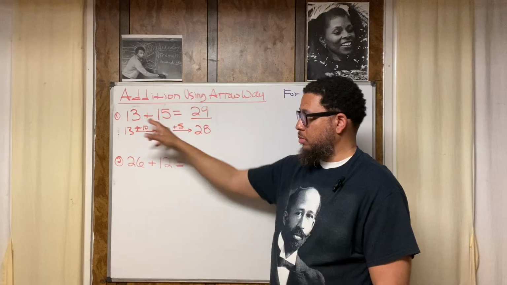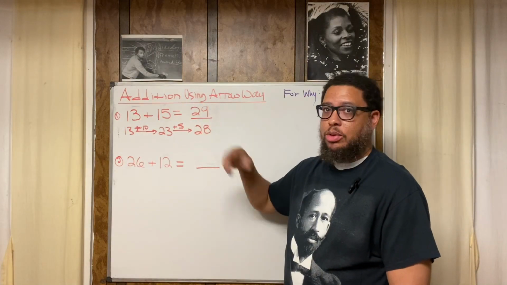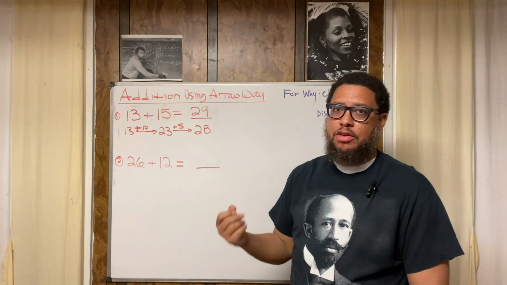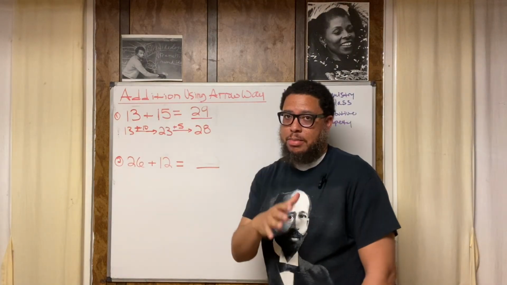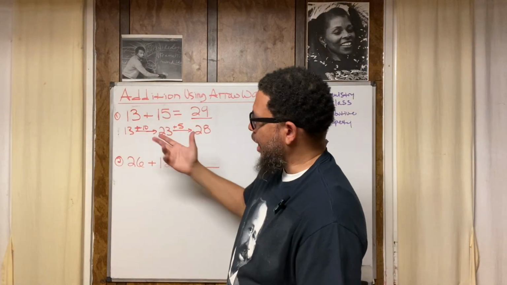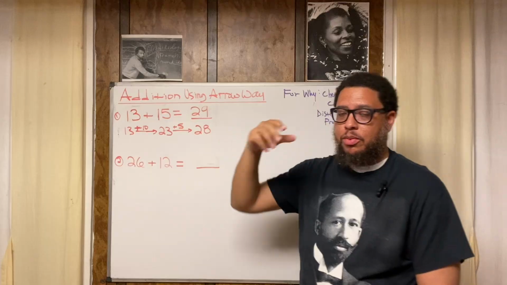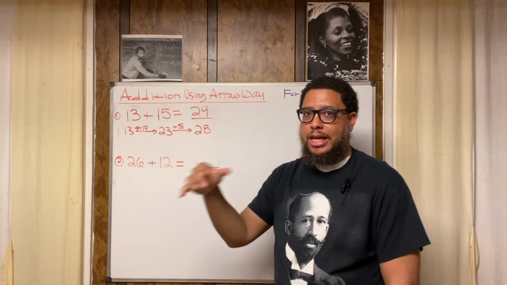One is already worked out, right? We're adding two-digit numbers, 13 plus 15. The answer is 29, or the sum of 13 and 15 is 29. The sum, that's mathematical vocabulary. That's the answer you get when you do addition, right? So how do we do it using the arrow way? We start with the first addend, right? When we're adding numbers, the numbers are called addends, all right?